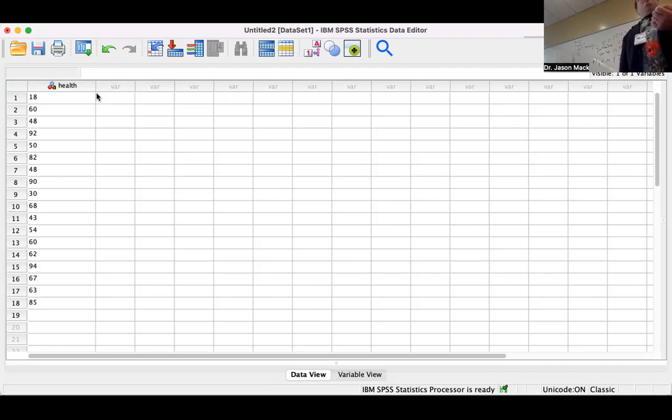Yeah. So you're coding variables. Variable view is like coding them, like labeling them, saying what they are. Data view is actually the raw data.